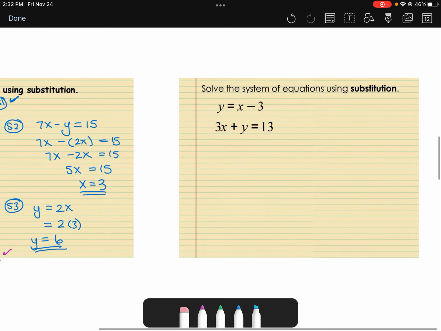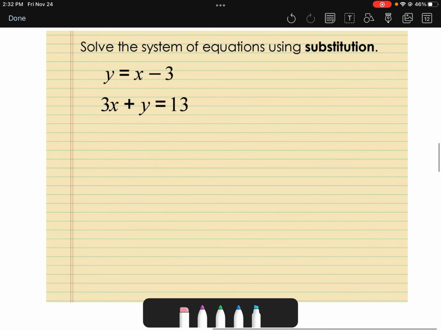Let's go down to the next one. Okay, next example. I want to solve the system by using substitution. Again, we're really lucky here. Y is already by itself, so that is step 1. And don't worry, we will see examples where that isn't always the case. Okay, so step 1 is done.